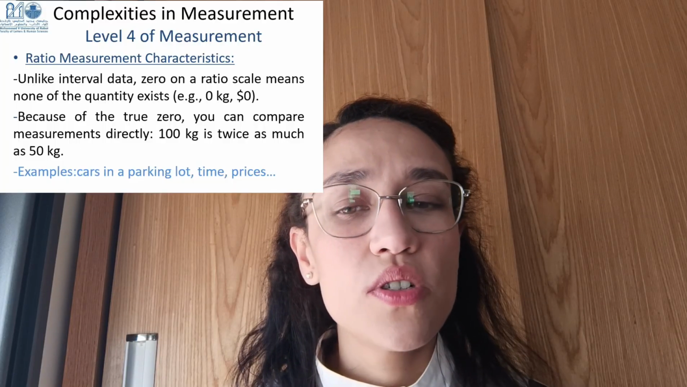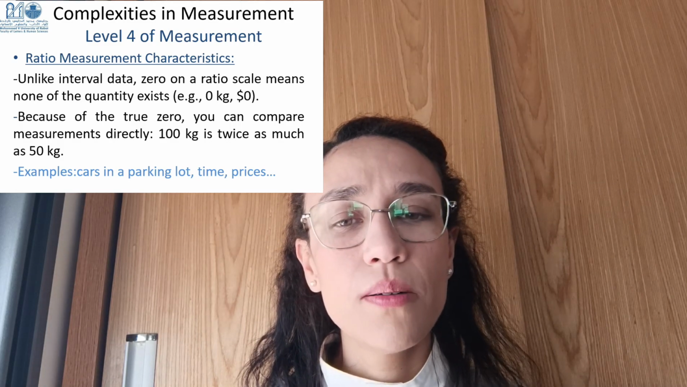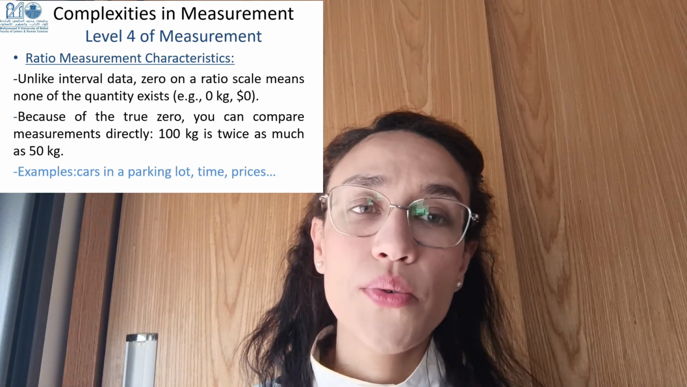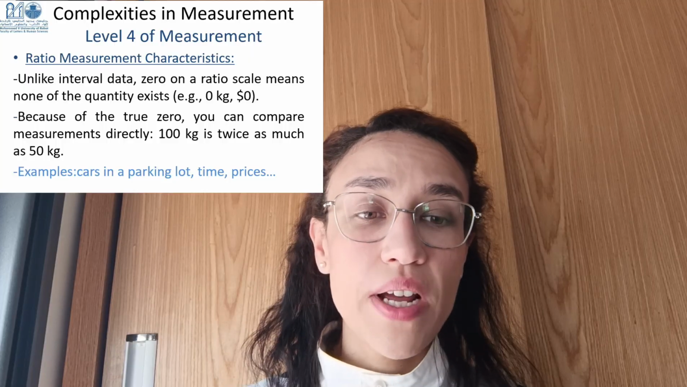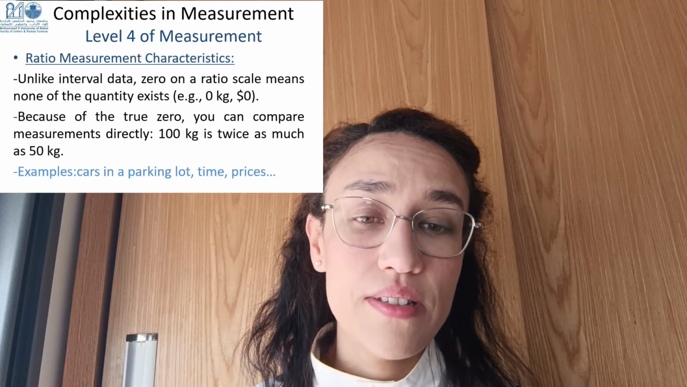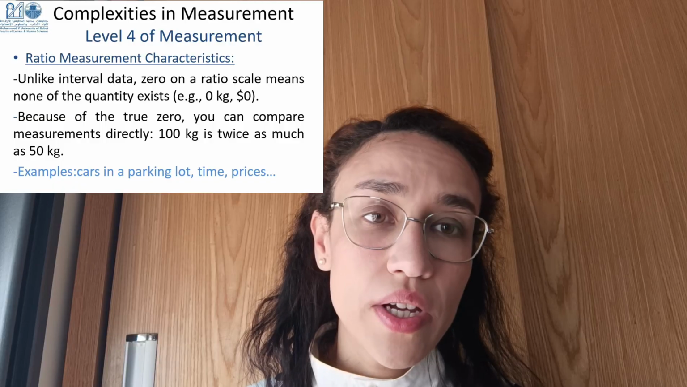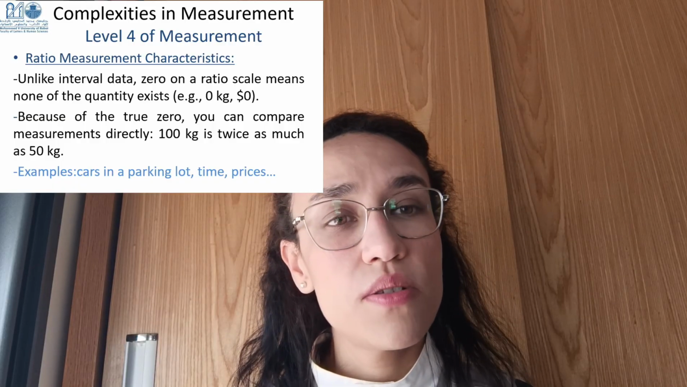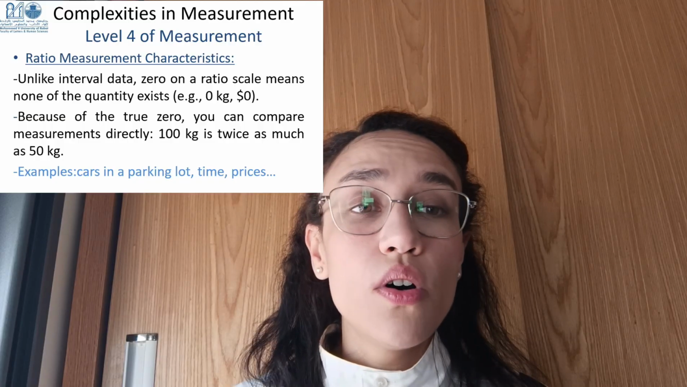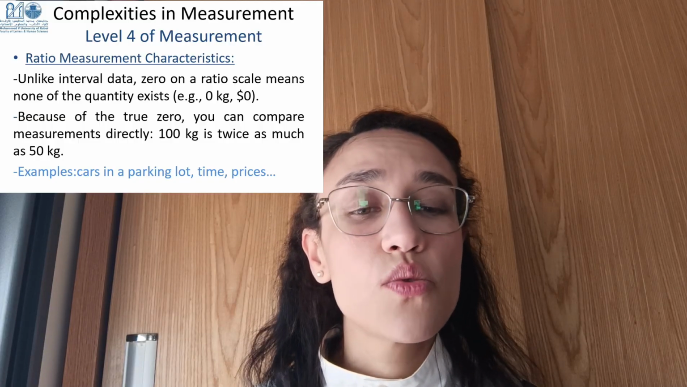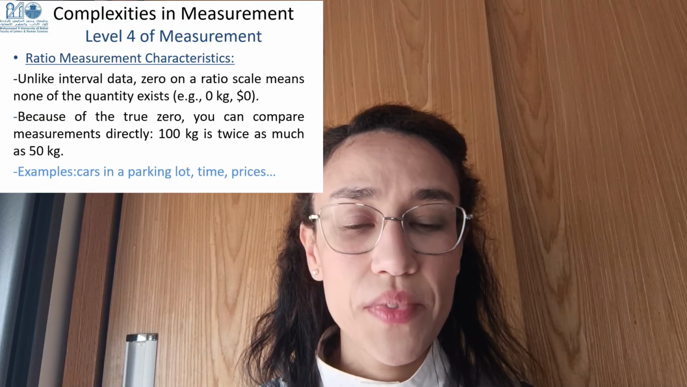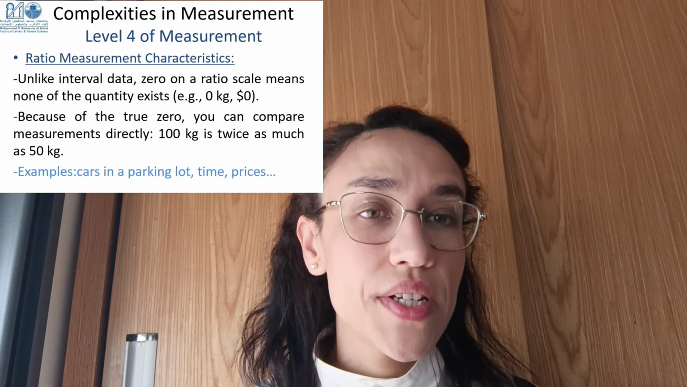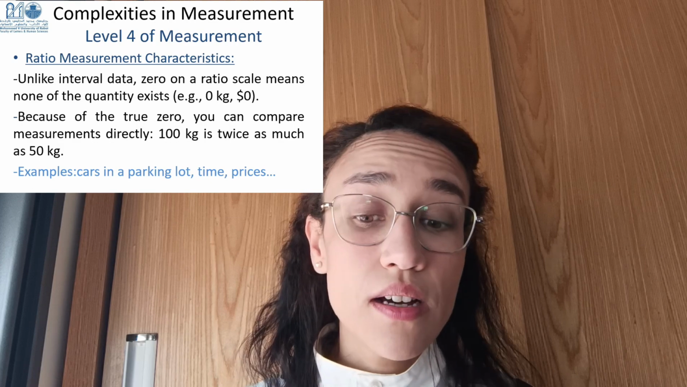Characteristics of ratio measurements include, unlike interval data where the 0 point is arbitrary, 0 on a ratio scale actually means none of the quantity exists, for example saying 0 kilograms or 0 dirhams. Because of the true 0, we can compare measurements directly. For example, we can say 100 kilograms is twice as much as 50 kilograms. Examples include cars in a parking lot, time, and price. Here is a summary of the 4 levels of measurement.